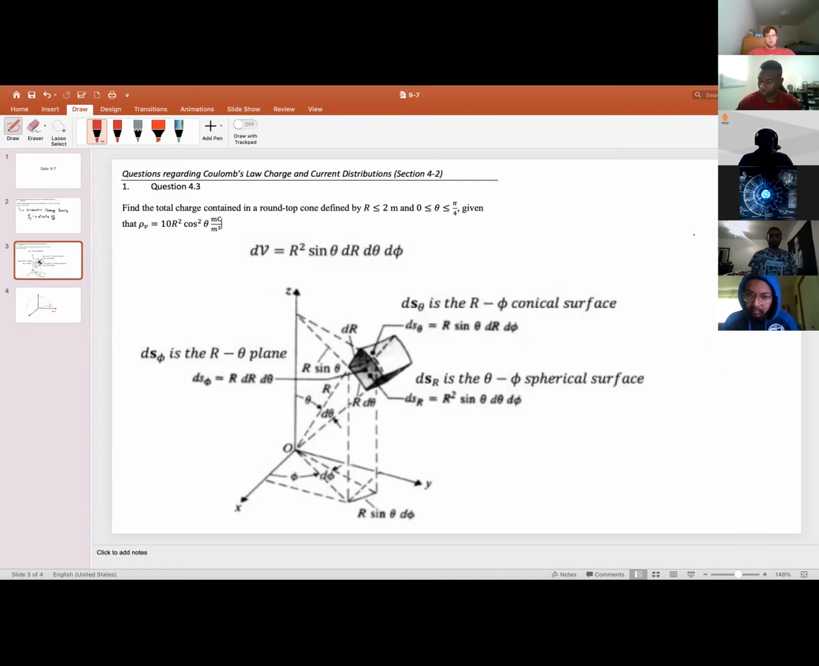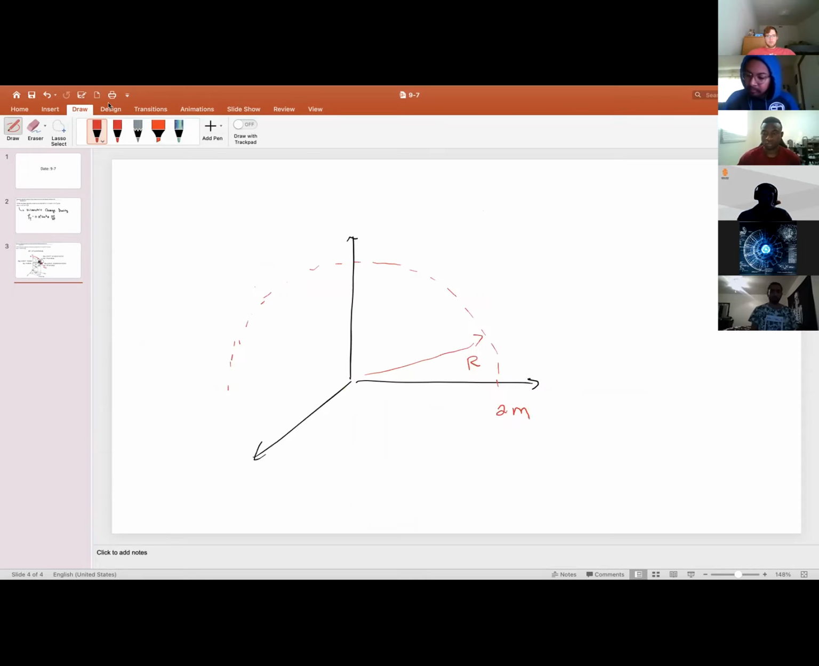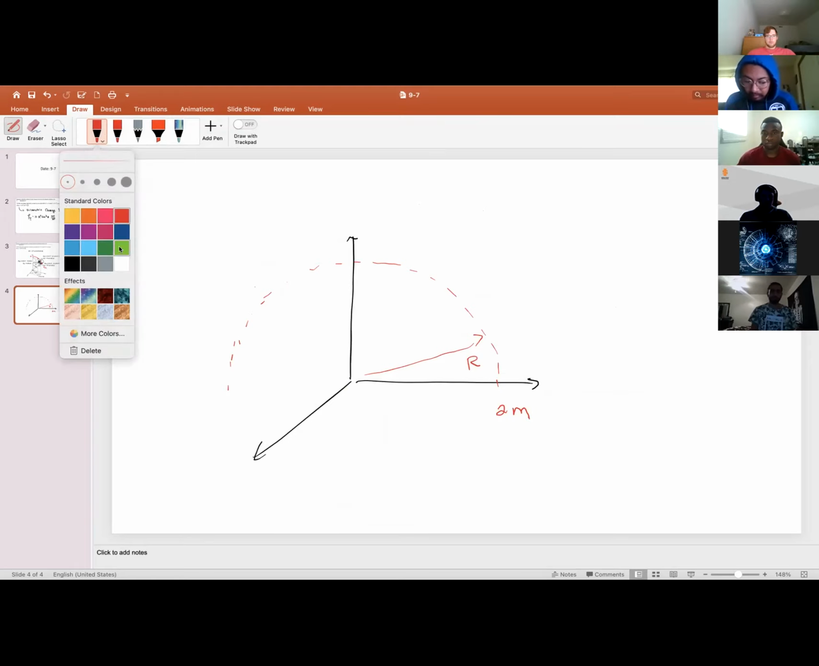Mario, what does that mean for the angle theta? That's like the angle from the z-axis down. Yeah, from z down like this. Okay, so from 0 down to pi/4. Okay, so then draw that here.